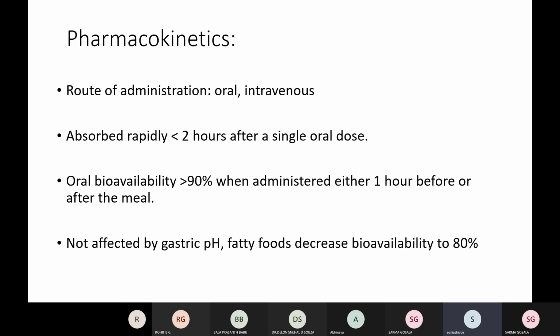It is absorbed rapidly, in less than 2 hours after a single oral dose. Oral bioavailability is more than 90% when administered either 1 hour before or 1 hour after a meal. It is not affected by gastric pH, but fatty foods decrease its bioavailability to 80%. So we should better avoid fatty foods when the patient is on voriconazole.